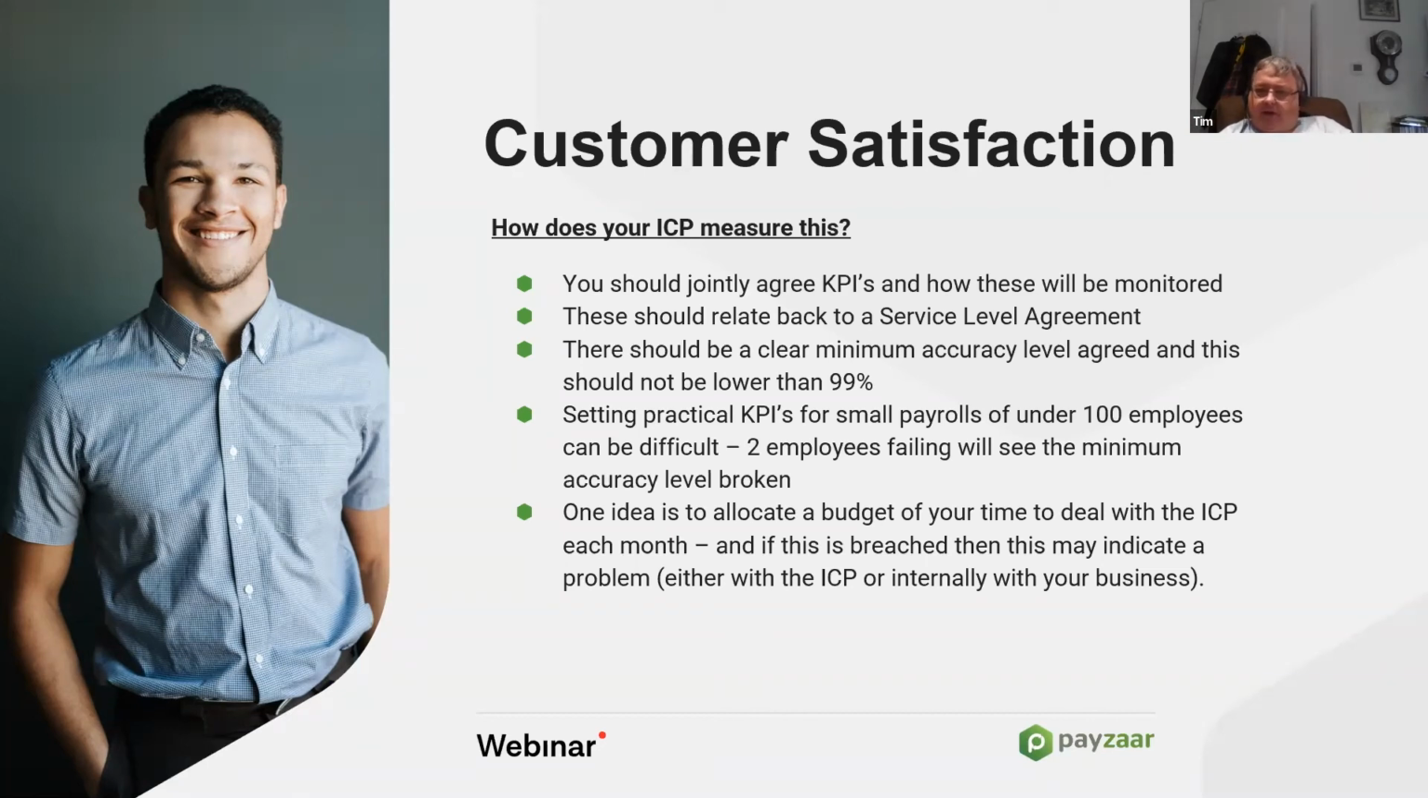And if we see that budget being breached, then that probably indicates that there is some sort of a problem. Now, that problem might be with the ICP. They might be needy and keep bothering us with stuff that they could sort out themselves. But equally, it could be a problem with us as well. We might have a problem internally within the business. And remember, it's ever so easy to spend other people's time and money. Let's make sure it's not your time that's being spent on this.